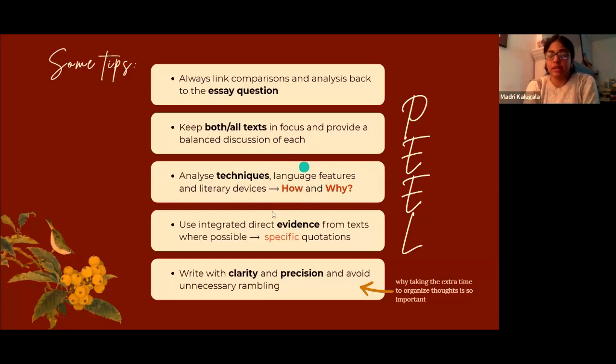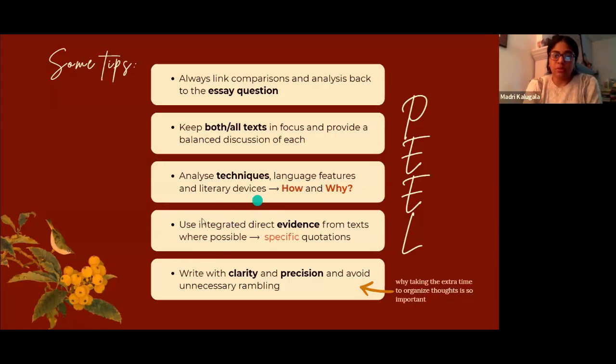But like we discussed again, look at the how, but also the why. Don't just say this is there and these things are done in a text, but always think of the why. Why are these devices used? Why did he choose a metaphor here instead of just using a visual image? What impact does it have? Okay, always look at the why.